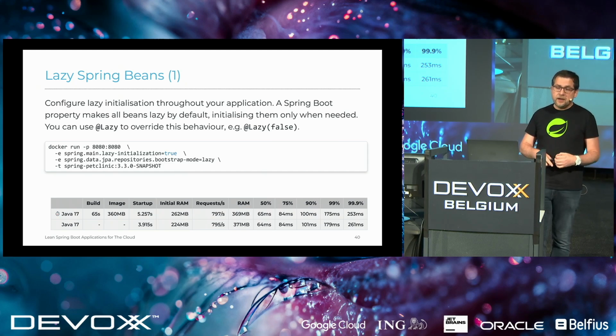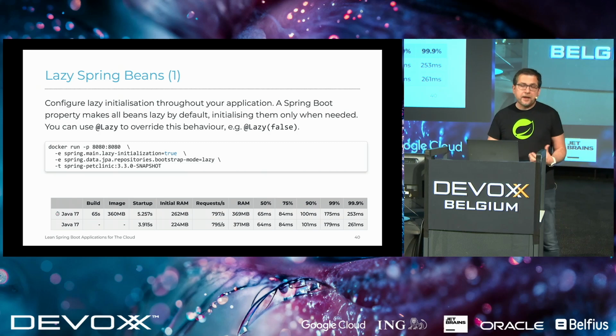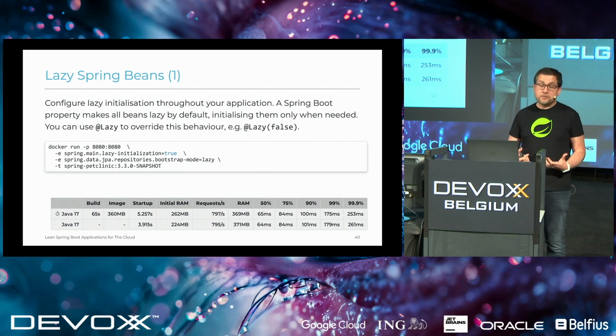So that means the first request is probably the most expensive request we can have. On the other hand, you don't see it in the numbers because I do warm up, right? So it doesn't show up here. You have to be aware of this.